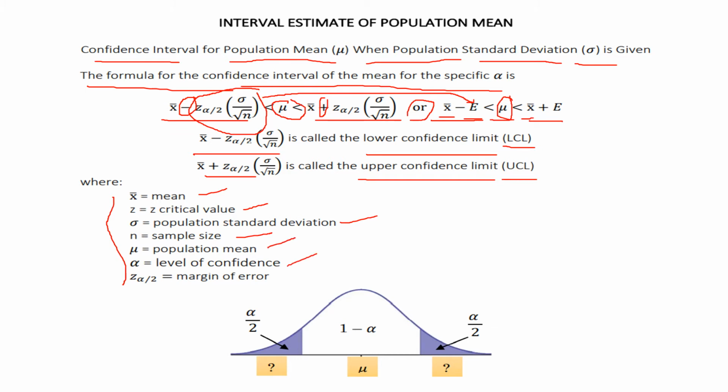Your alpha here will be equal to your level of confidence or level of significance. Then your C sub alpha over 2 will be equal to the margin of error. As you can see in this graph, your alpha over 2 represents the area of your critical region, wherein if your computed C value, or your T value, falls on your critical region, then you're going to reject your null hypothesis.